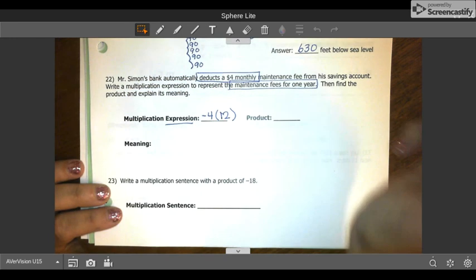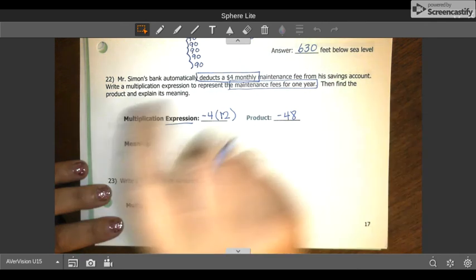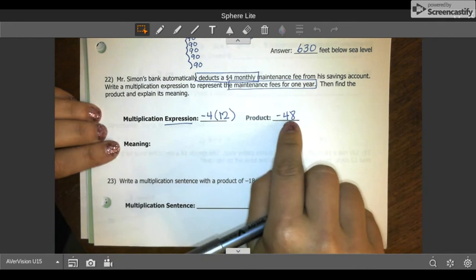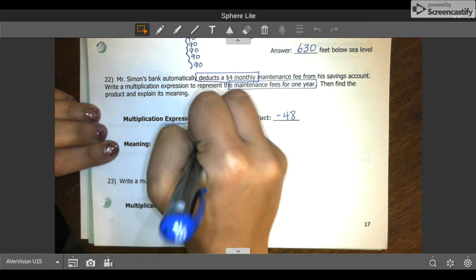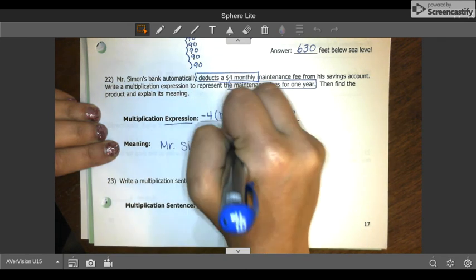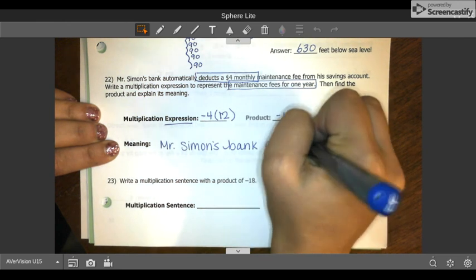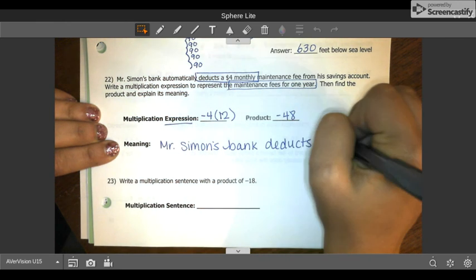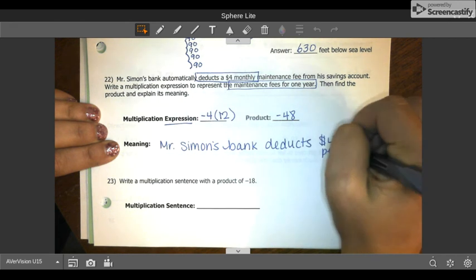The product of negative 4 times 12 is negative 48. And the meaning of negative 48 is that Mr. Simon's bank deducts $48, not per month, but per year.